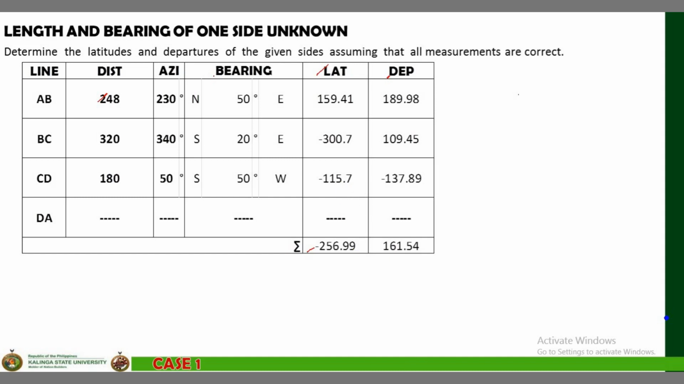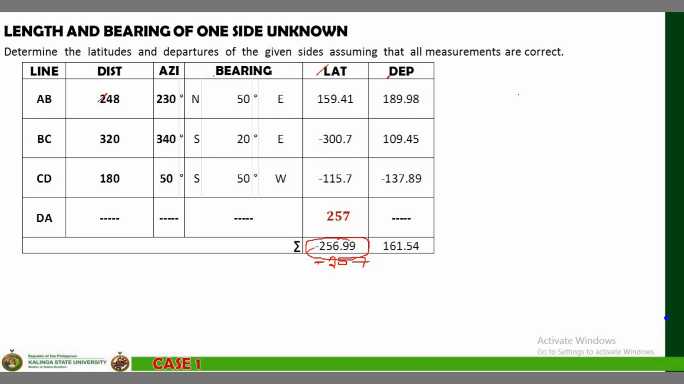What do we mean by that? The latitude ni DA is 257. I'll just round off here, round up ko dito, since negative 256.99. Kinopya ko lang yung 257 pero binaliktad ko yung sign. So dito sa sum na negative, yung latitude ni DA ay magiging positive.